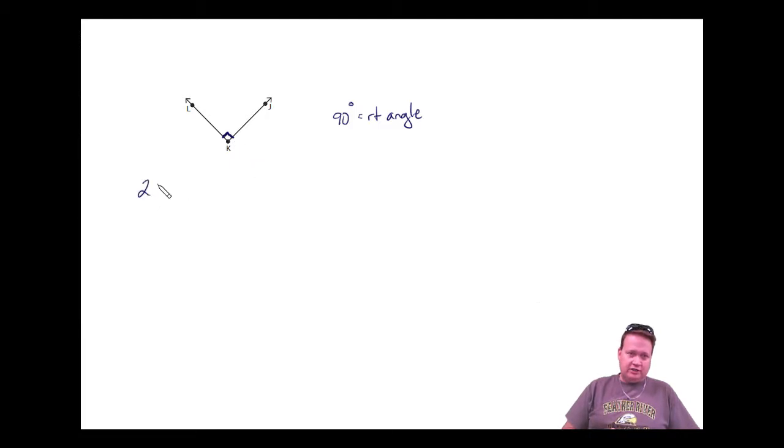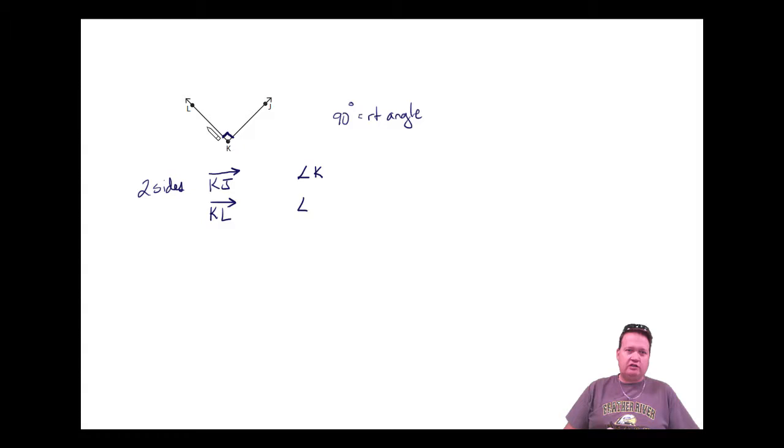This has 2 sides, and one side would be called KJ, and that's a ray. It starts at K and it goes up through J, and then it's got a ray KL. We call those rays because they have an endpoint at K, and one goes through J and one goes through L. We can call this angle 3 different things. I could just call it angle K, because K is at the vertex.